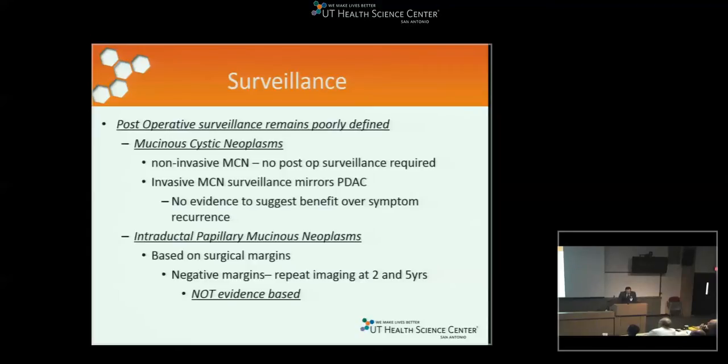Postoperative surveillance after resection remains poorly defined. Mucinous cystic neoplasms, which are non-invasive, require no post-op surveillance, as they are generally curative resections. However, the surveillance of MCNs that are invasive mirrors primary ductal adenocarcinoma. This is imaging every 3 to 6 months for 2 years, and then annually thereafter. The surveillance for IPMNs, however, is based on your surgical margins. If you have negative margins, you repeat imaging at 2 and 5 years, although this is not evidence-based.